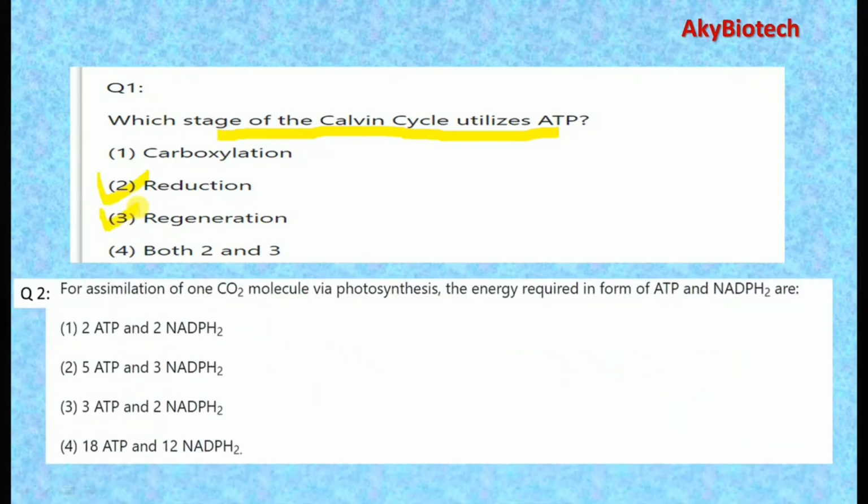Next, for assimilation of one carbon dioxide molecule via photosynthesis, the energy required in the form of ATP and NADPH2 are. So the correct option is this one. We require 3 ATP and 2 NADPH molecules.